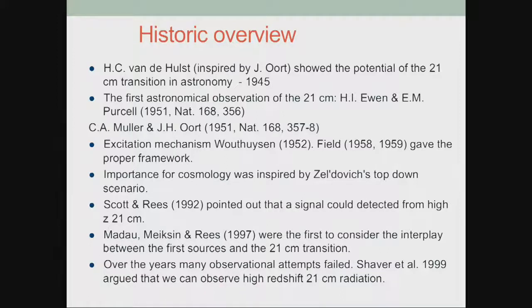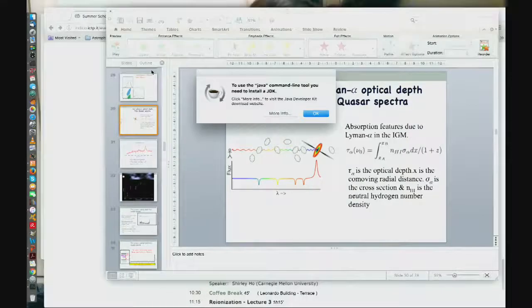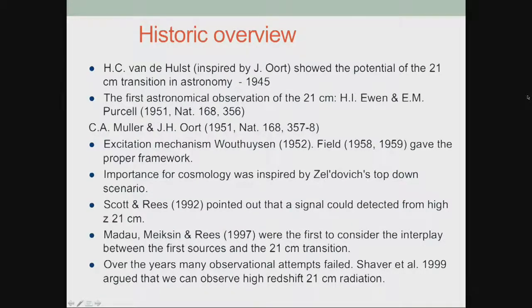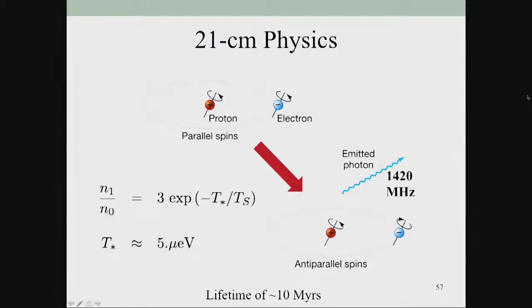So radio telescopes are going through a golden era now. They kind of stagnated for a long time, but now they are really exciting. Let me go back. Okay, let's talk about the basic physics a little bit, and tomorrow I'll continue with this.